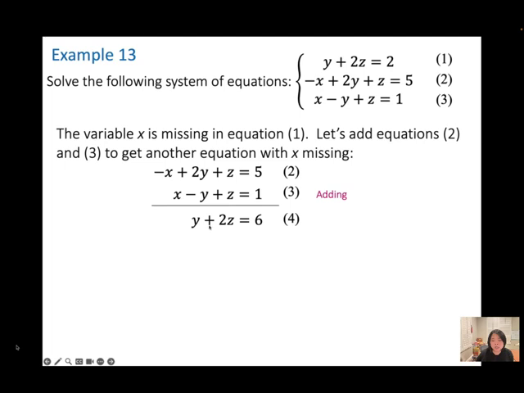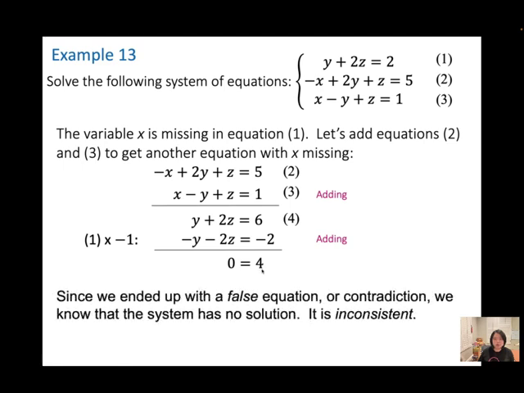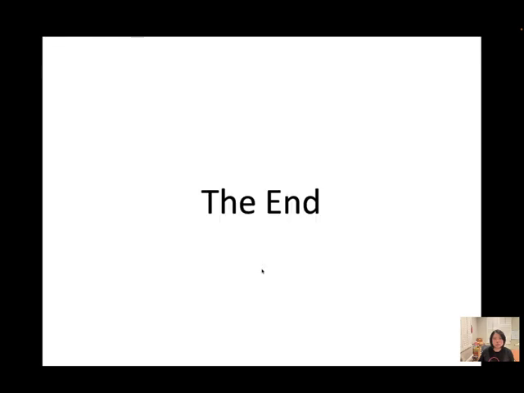Now we try to eliminate a variable with equation 1 here. We're going to multiply the first equation by -1, and then add it up together. We got 0 equal to 4. And this is a false statement. So we know this is going to be no solution, and the system is inconsistent. That's it.